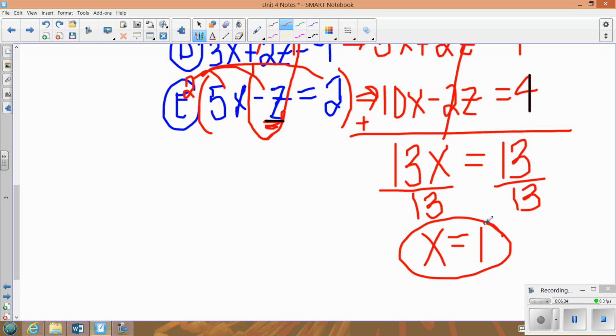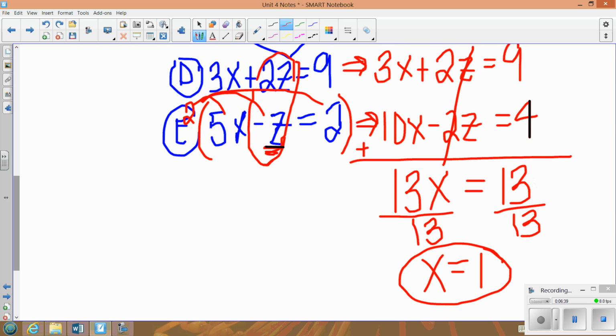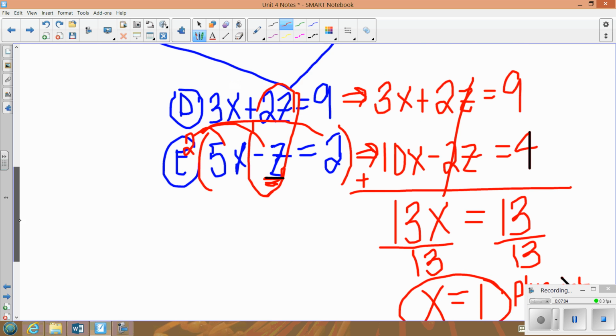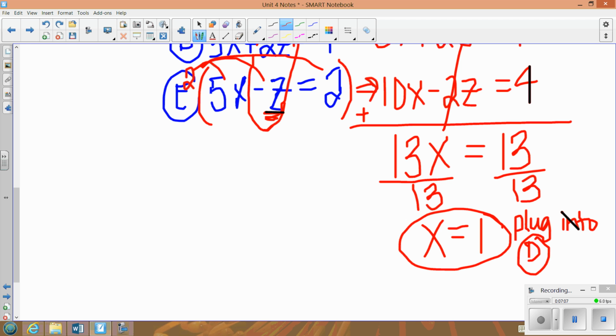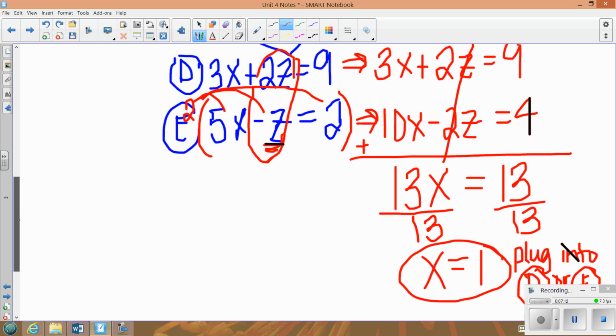So now that I know x equals 1, I can plug it into either of my two variable equations. You don't want to plug it into the original A, B, or C because it's still going to leave you with an equation with y and z. So what you want to do first is figure out z so that you know x and z, and then you can plug those in to figure out y. So this one you have to plug into D or E. So pick whatever one. Let's say I use D.